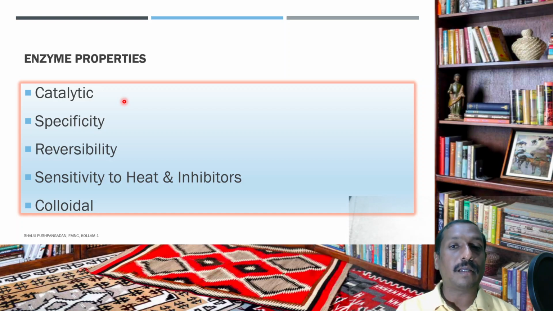Catalytic property means the property which decreases the energy of activation so that the substrates can easily react with each other. So that property is simply called catalytic property. Enzymes are biological catalysts, and so they have catalytic property.